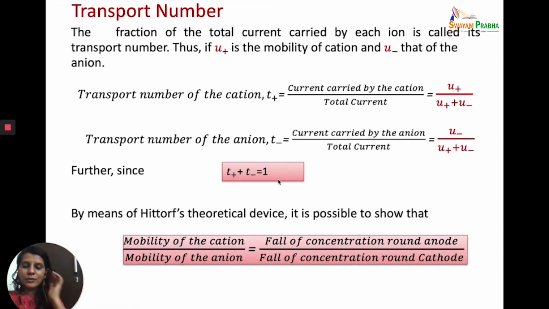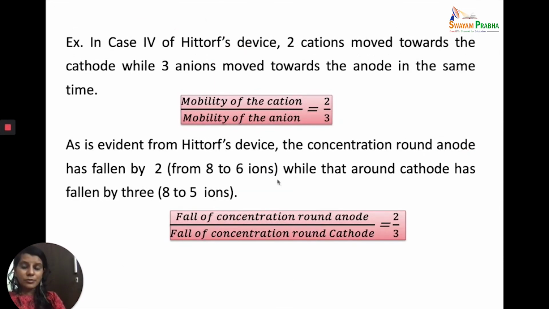So, by means of Hittorf's theoretical device, it is possible to show that the mobility of the cation upon the mobility of the anion is equal to the fall of concentration around the anode upon the fall of concentration around the cathode. I am repeating: the mobility of the cation is proportional to the concentration change taking place at the anode, and the mobility of the anion is proportional to the concentration change taking place at the cathode. So, mobility of the cation upon mobility of the anion is equal to fall of concentration around the anode upon fall of concentration around the cathode. And now let us try to understand this with respect to Hittorf's theoretical device.